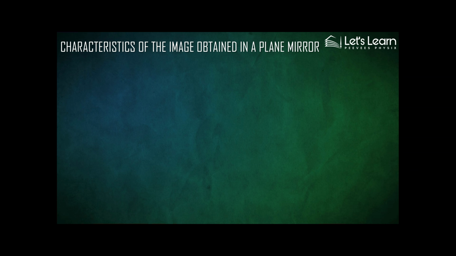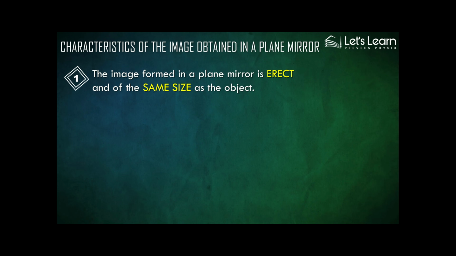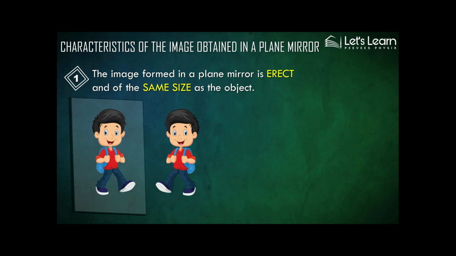What are the characteristics of the image formed by a plane mirror? Let's see the first characteristic. The image formed by a plane mirror is erect and of the same size. Erect means upright. See, this is you standing in front of the mirror, and look at the image formed by the plane mirror. Same size. Your head is on top, erect.